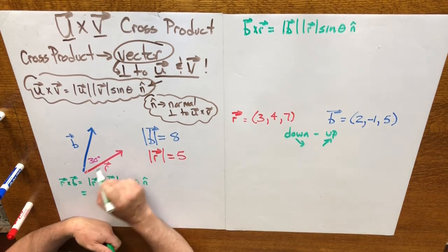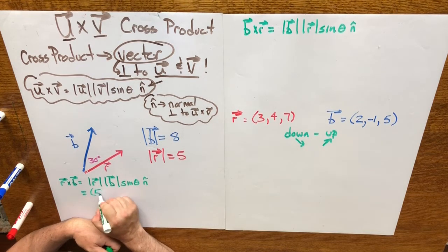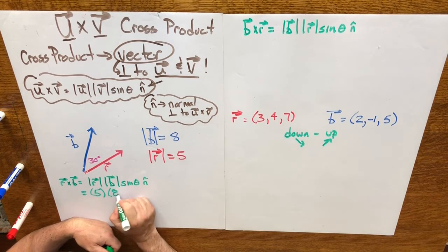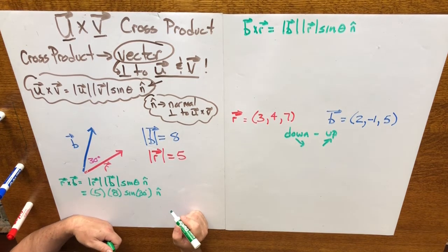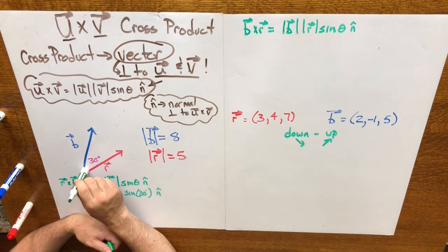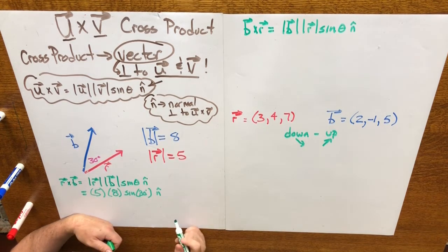Looking at our values, the magnitude of r is 5. The magnitude of b is 8. The sine of 30 degrees we'll get to in a moment. But what is n caret? Well, n caret is going to be the unit vector that is either coming straight out of the page, or going back into the page, and it's determined by the right-hand rule. And it's much like opening or closing a faucet, or taking the lid off of a jar of pickles, or tightening a nut. You follow the same principle of righty-tighty or lefty-loosey.